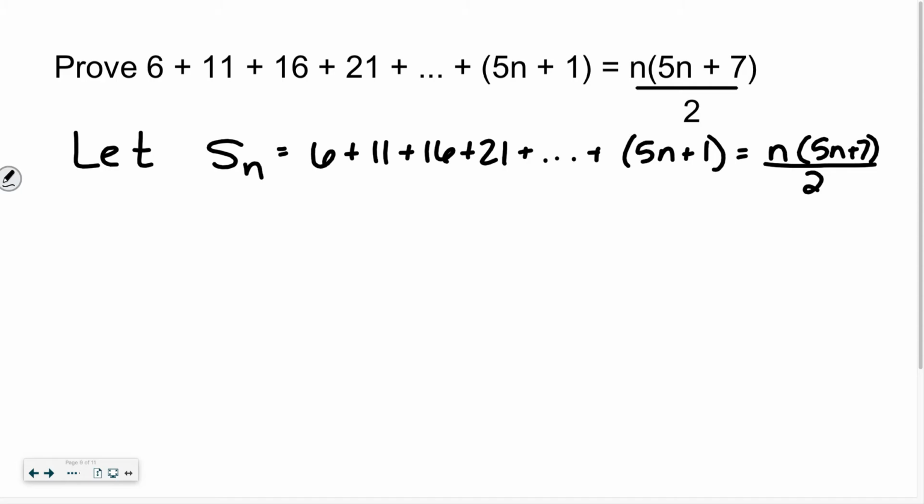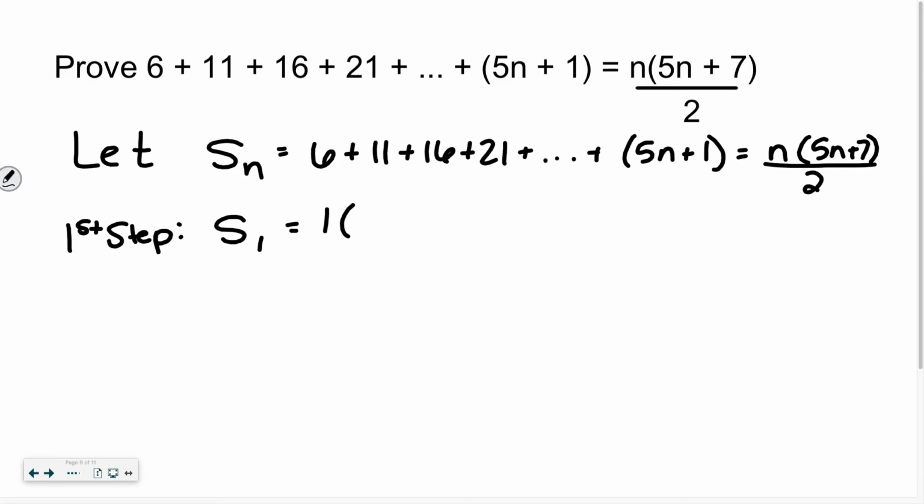All right, after our let statement, we're going to knock over the first domino. So I'm going to do the first step, which is show s sub 1 works. And that's show the formula works. So we're going to plug 1 in for n in this formula over here. Okay? We don't want to plug it in for the sequence. We're trying to prove this formula works. So let's see. Let's replace all the n's with 1.